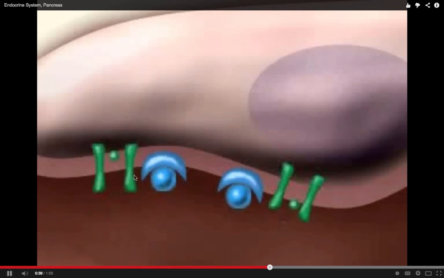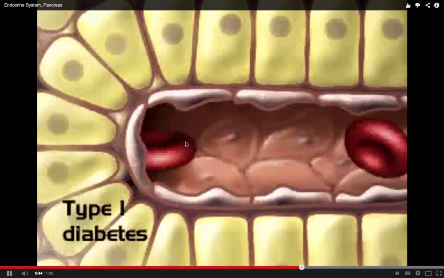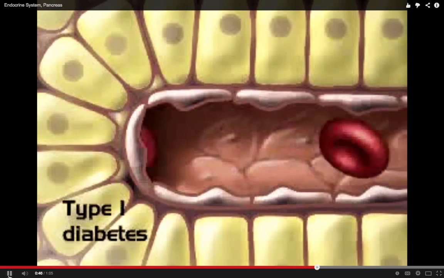Insulin binds, glucose gets inside the cell. Insulin binds, glucose goes inside the cell. Constantly doing this in order to move in.